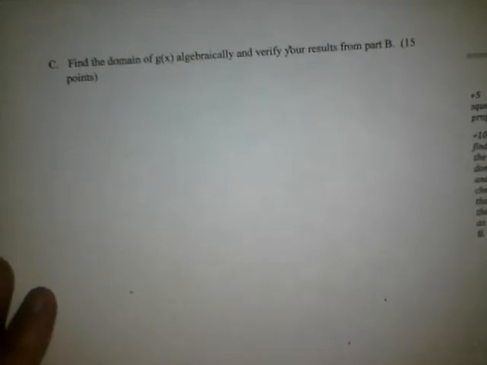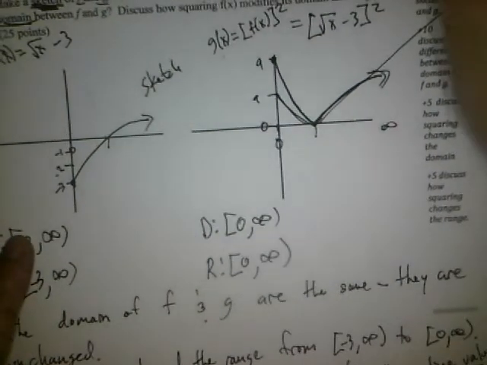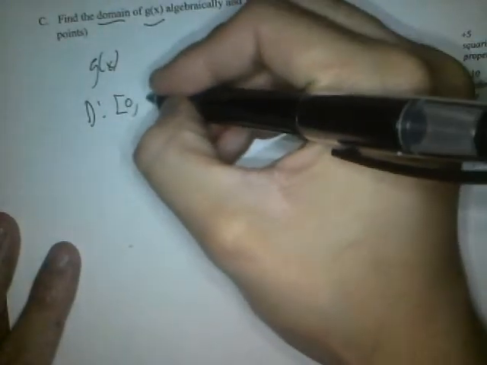Here we go, I forgot part C here. For part C, you have to find the domain of g of x algebraically and verify your results from part B. So if you look back, part B, we have to find the domain of g of x. So we're looking at g of x. If you remember, the domain of g of x was 0 to infinity, right? So we already know the answer. The domain is from 0 to infinity. We know this graphically. We have to verify this algebraically.